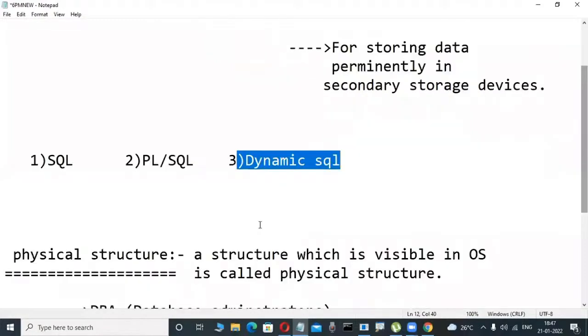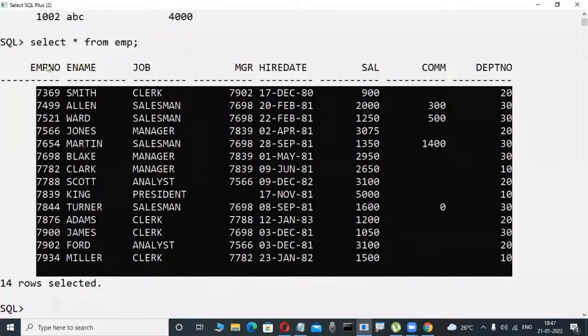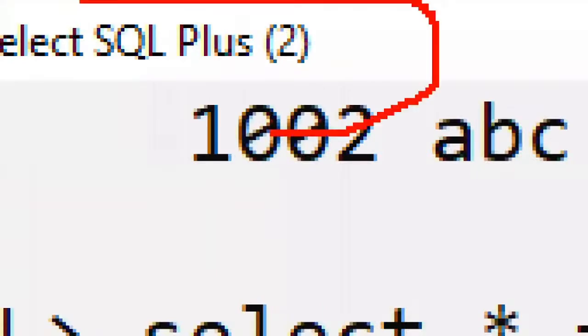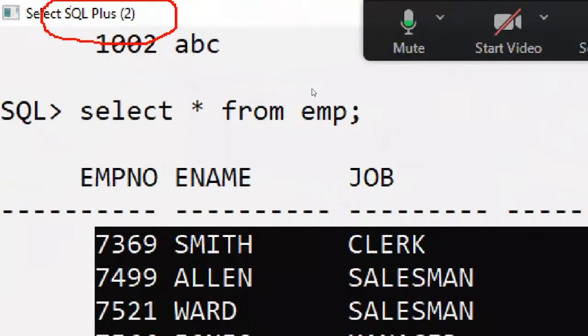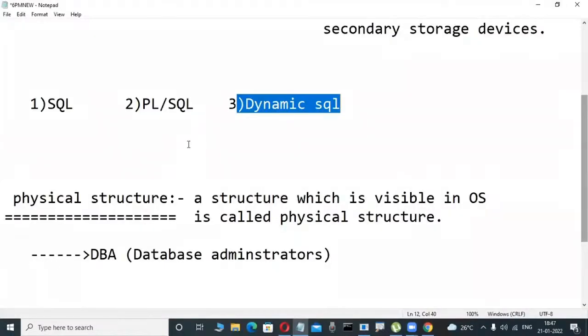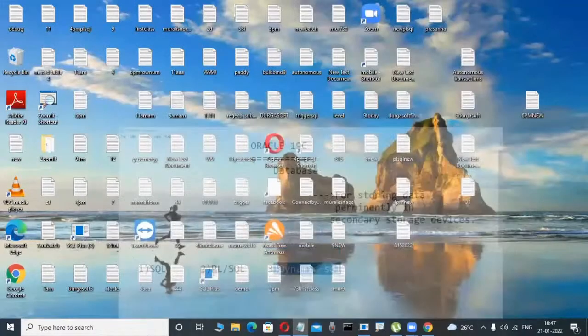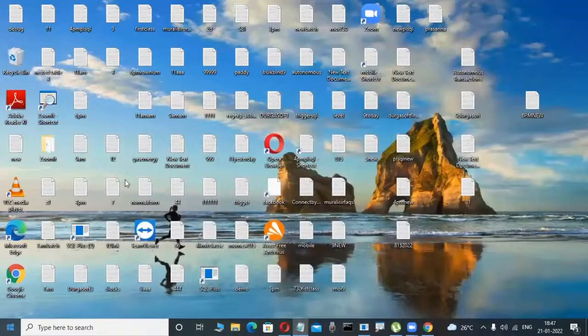But unfortunately, here another thing is there in my system. SQL Plus is there. What is this one? This is a tool, called a client tool. If you want to connect to an Oracle database, then we use a client tool. SQL Plus is a default tool. Whenever I install the Oracle software, the tool is automatically available.